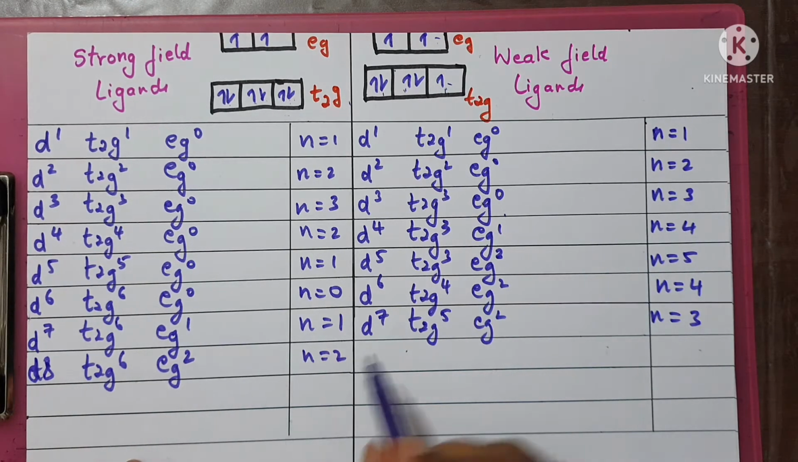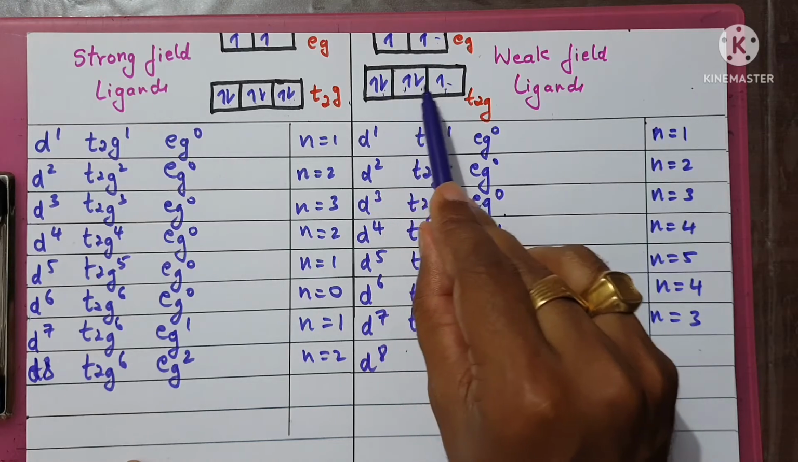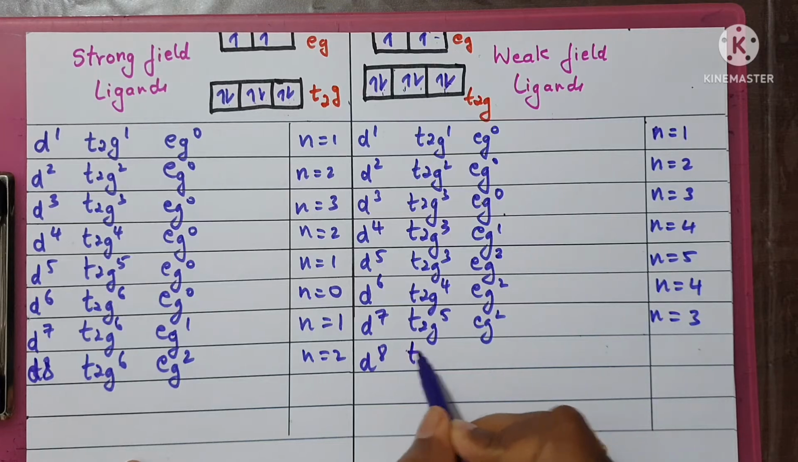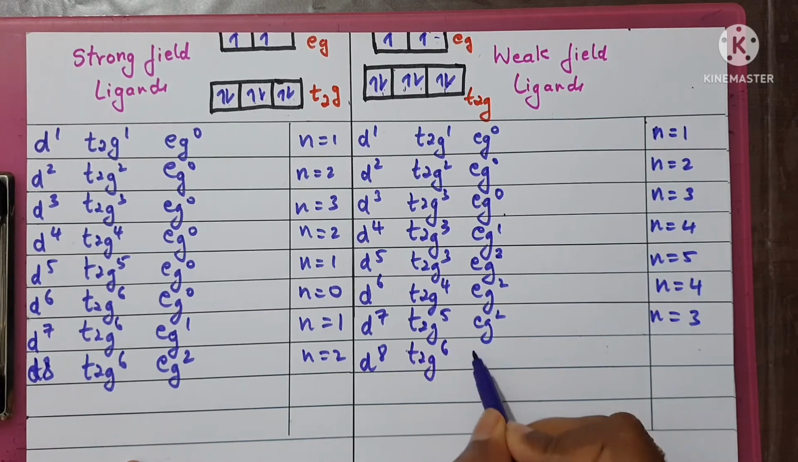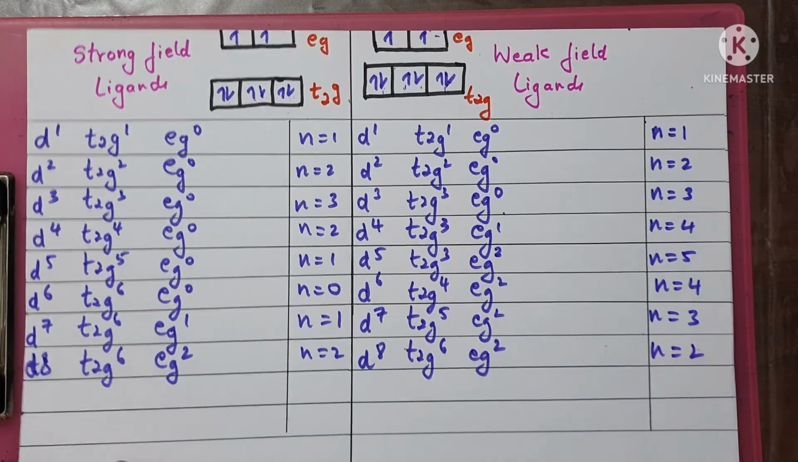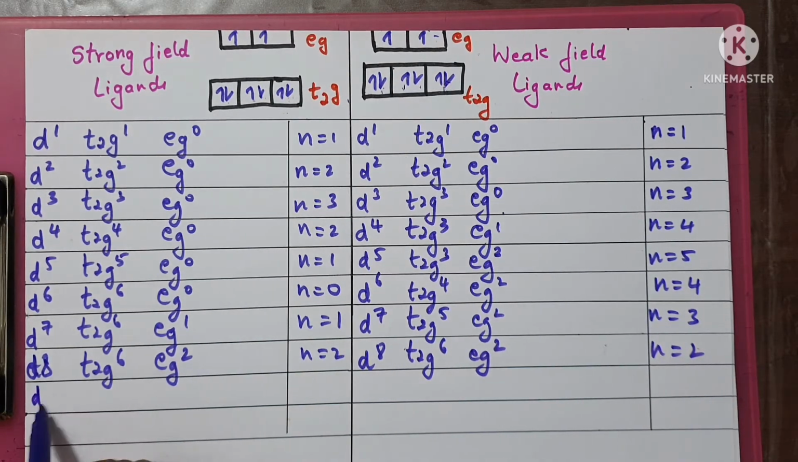Then again I'll go for the next one. That is d8: 1, 2, 3, 4, 5, 6, 7, 8. Therefore t2g6, eg2. How many unpaired electrons? n is equal to 2. Then I'll go for d9.